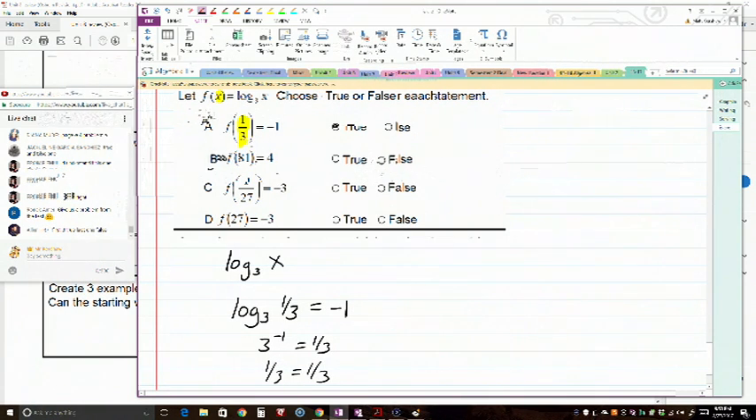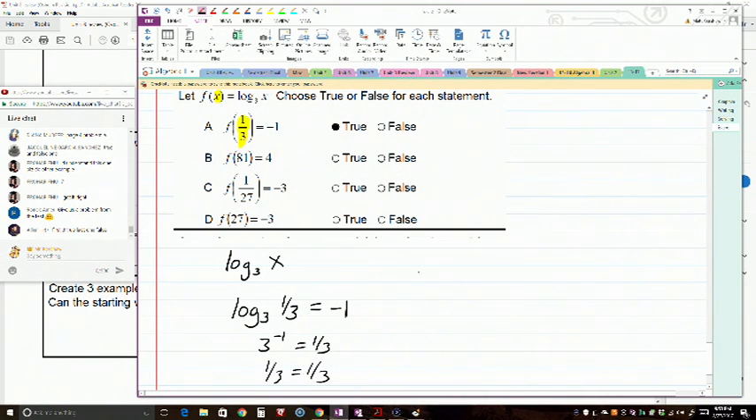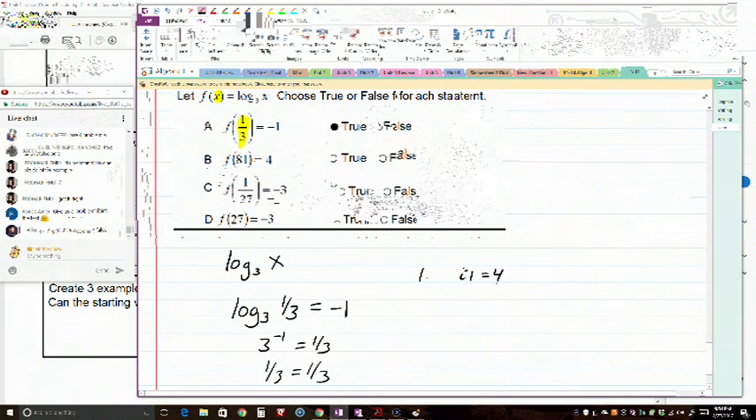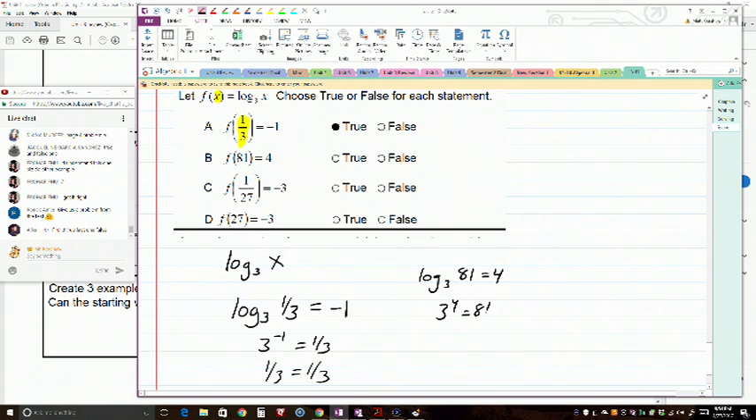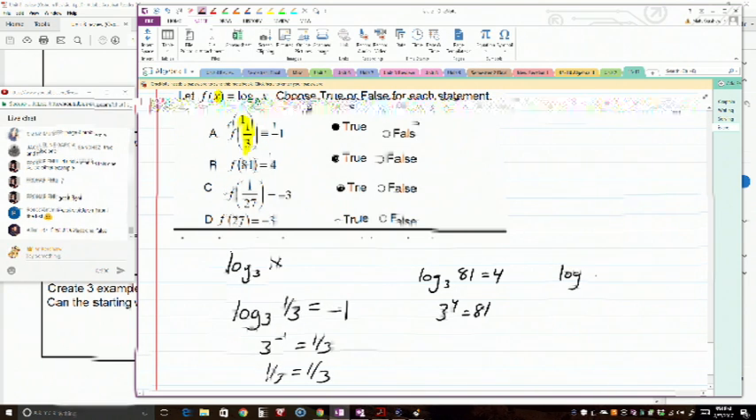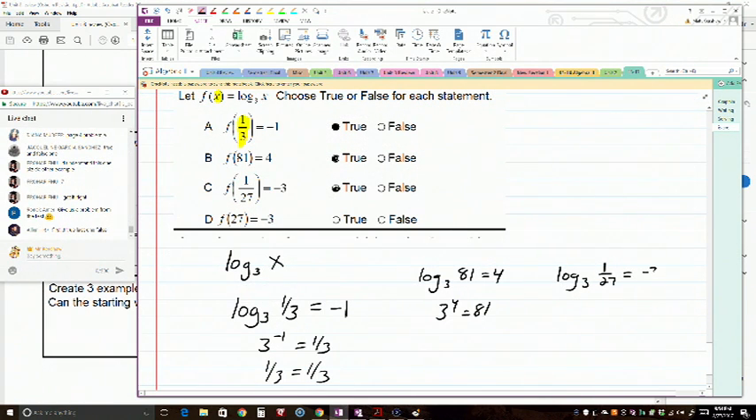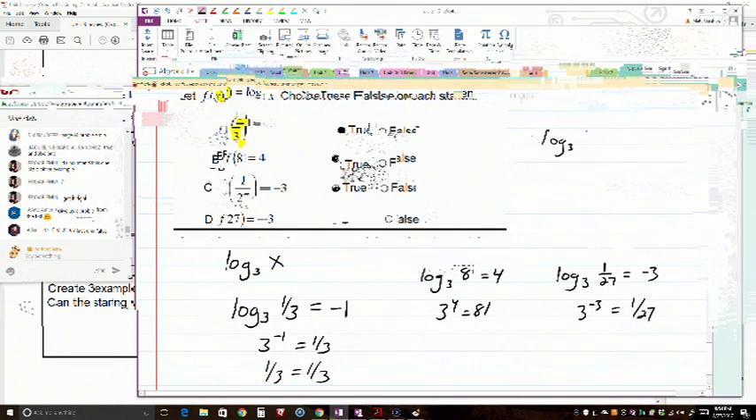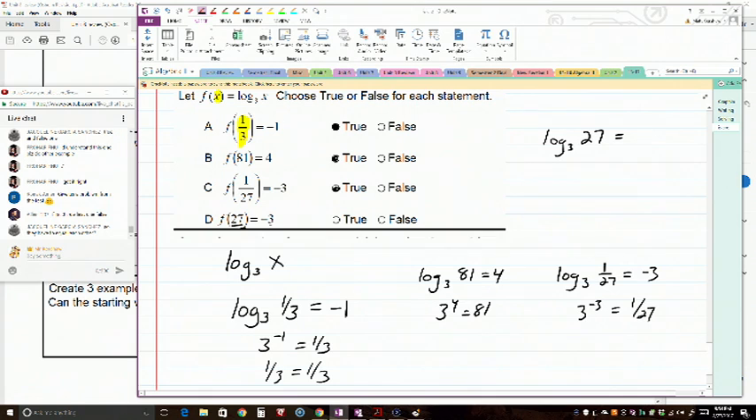Okay, so this number is going to take the place of the x. And so you have 81. Does that equal 4? Is 3 to the 4th 81? Same thing here. That would be true. Log base 3 of 1/27 equals -3. So 1 over 27. And now let's look at the last one. Log base 3, 27 goes here. The -3. 3 to the -3 does not equal 27. So that one would be false.